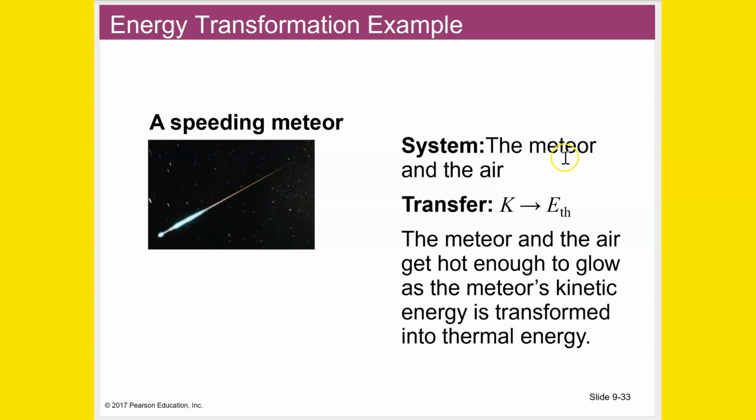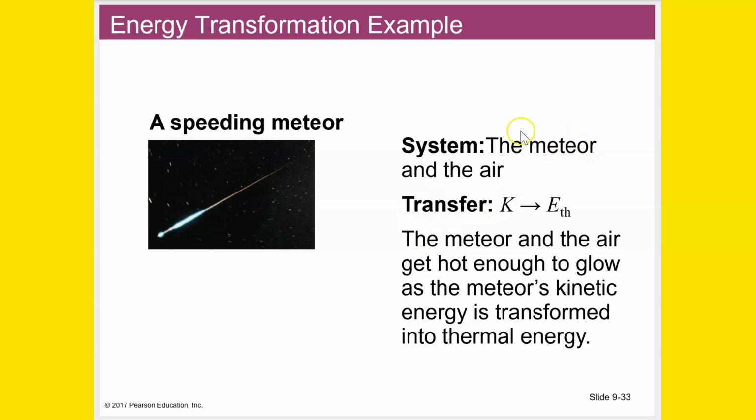Speeding meteor. The meteor and the air. So I guess we would consider this meteor coming into our atmosphere. Then I guess we could consider the meteor and the air both as all part of the system. In that case, the kinetic energy of the meteor would be all transforming into thermal energy because of all the drag and friction that's going on between the meteor and the air.